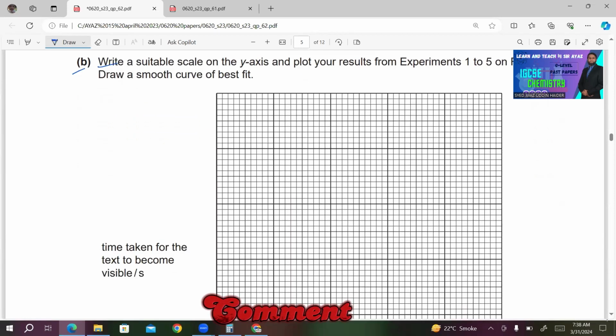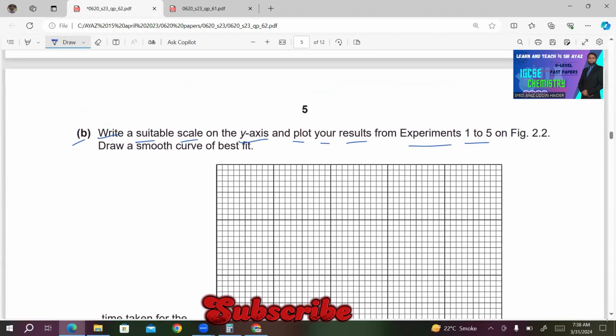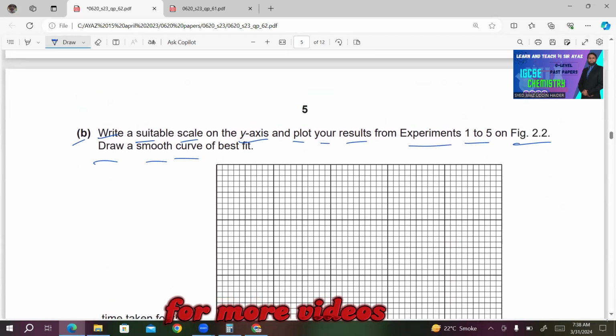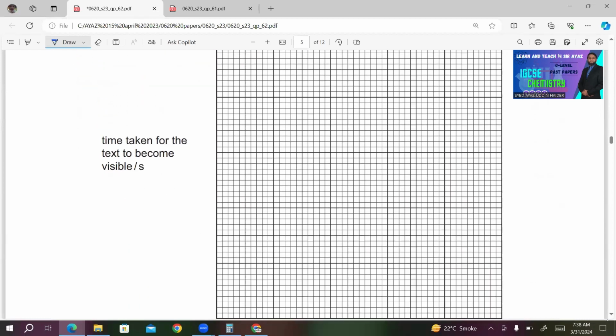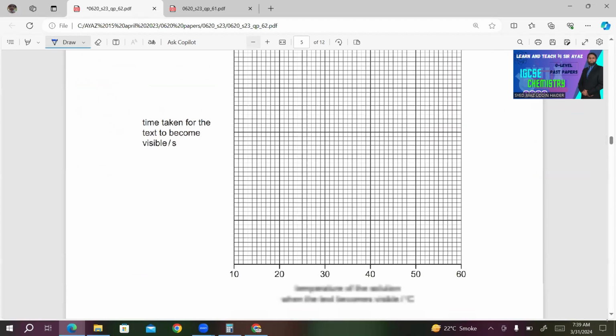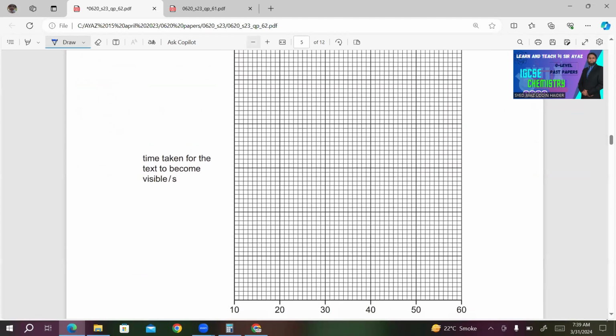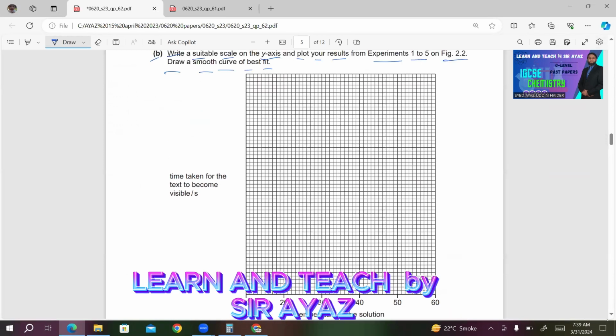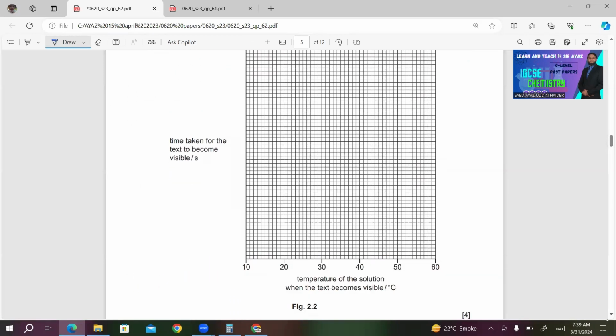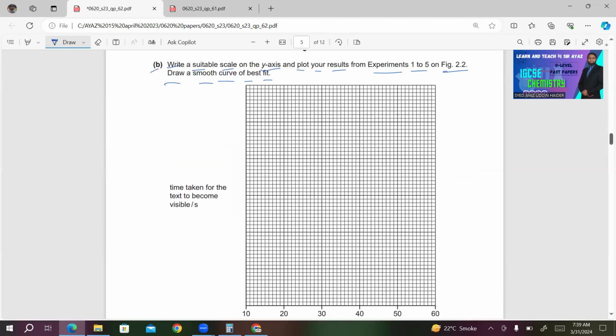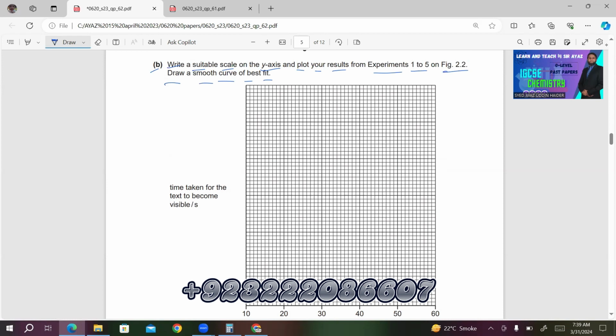Part B. Write a suitable scale on the y-axis and plot your results from experiments 1 to 5. On figure 2.2, draw a smooth curve of best fit. I'm reducing the size. So here's a graph. On the x-axis, what do you have? You have the temperature of the solution when the text becomes visible, in degrees centigrade. On the y-axis, I'm taking the time taken for the text to become visible.